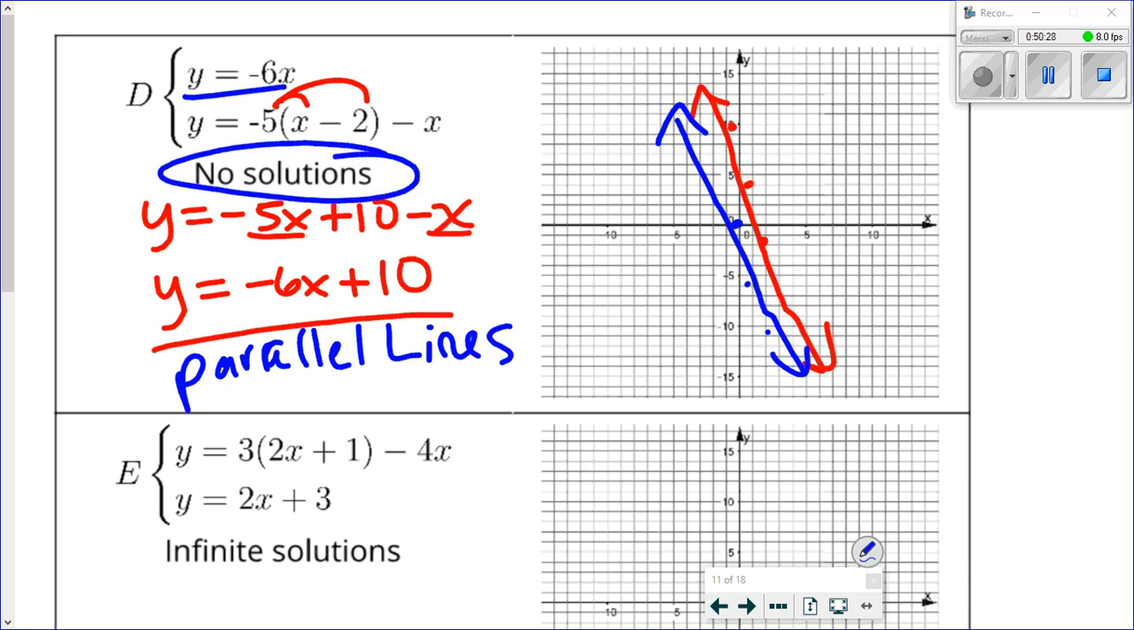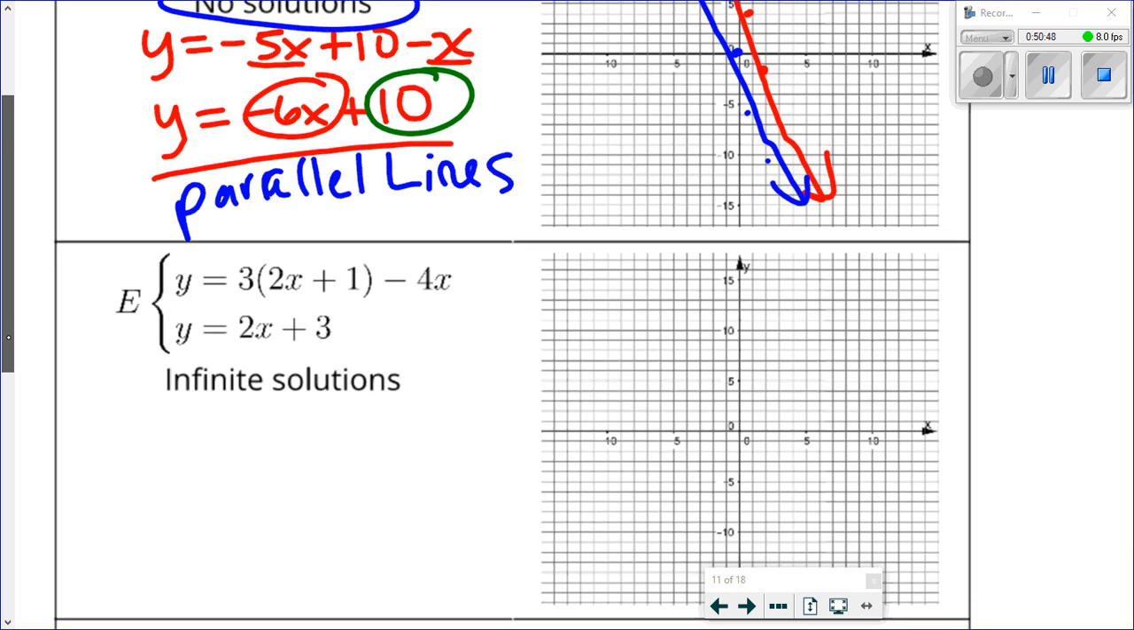When we condensed the second equation, notice our slopes. Negative 6x, negative 6x, exactly the same. And notice our y-intercepts, 0 and 10. Different y-intercepts, same slopes, resulting in parallel lines.